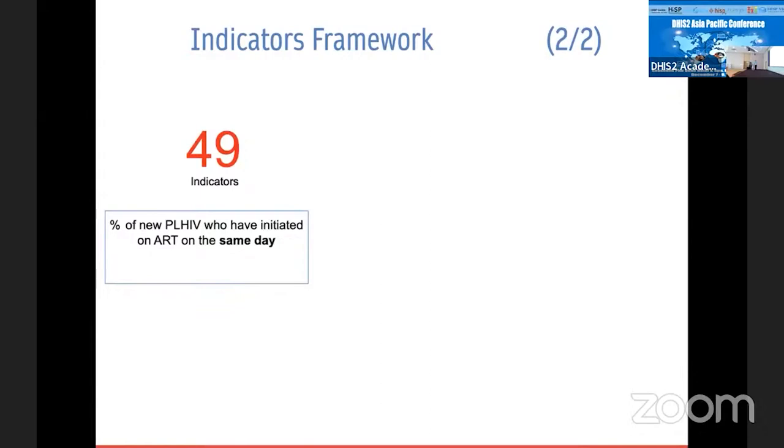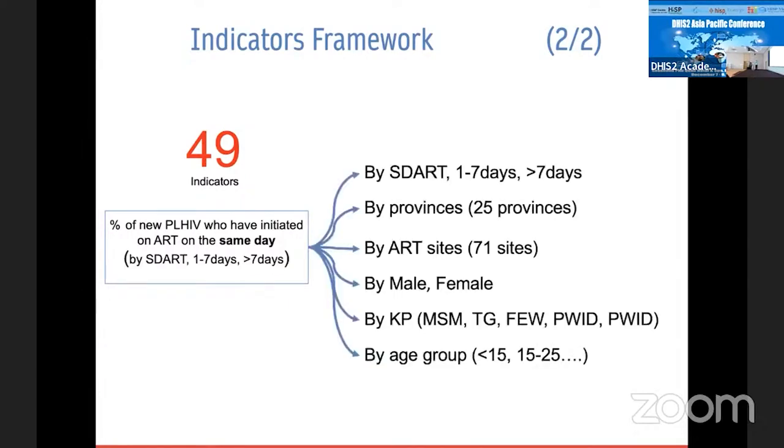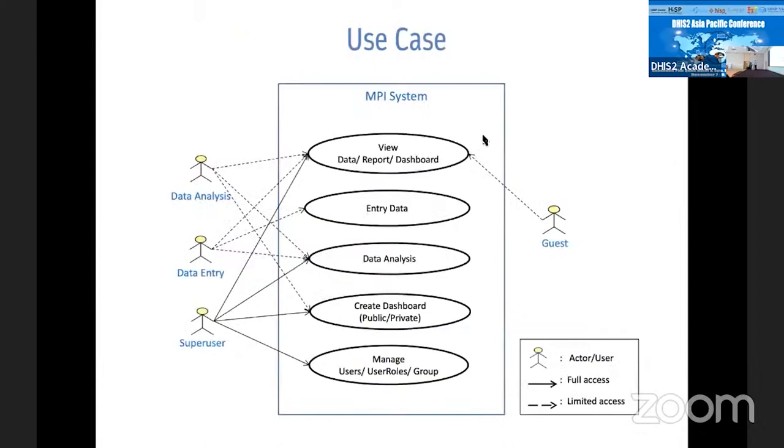This is one indicator among the 49: the percentage of newly diagnosed people living with HIV who initiated ART on the same day. Each indicator can be separated by filter options. For example, we can filter by same day, 1 to 7 days, or greater than 7 days, or by province, multiple provinces, ART site, sex, KP, or age group. Next slide, please.